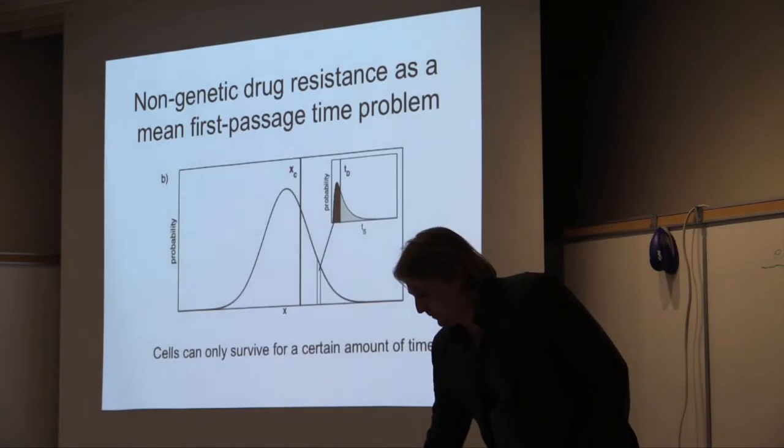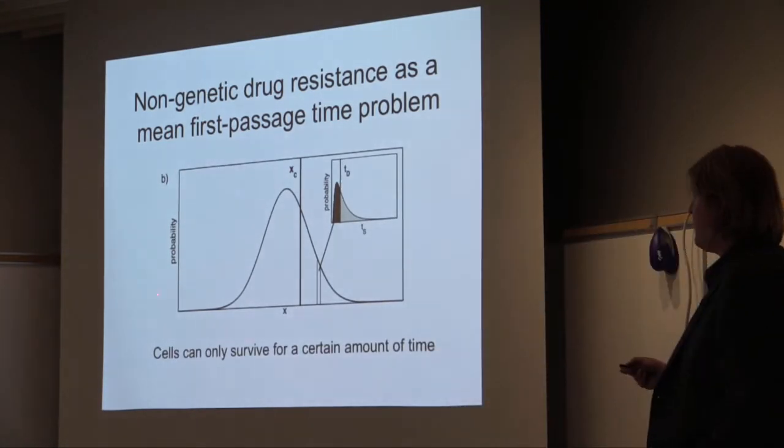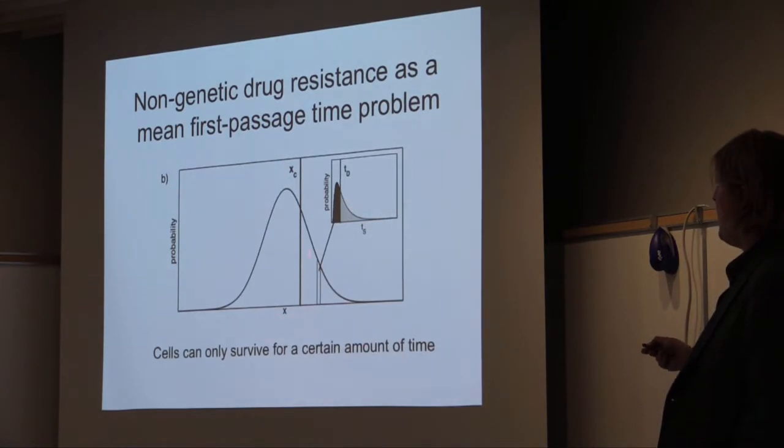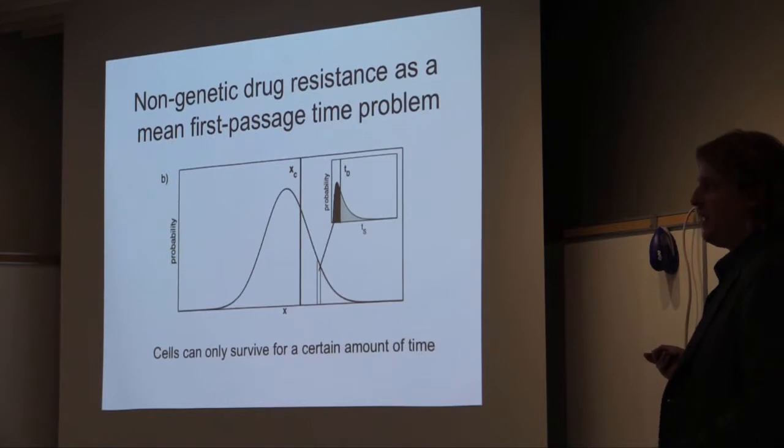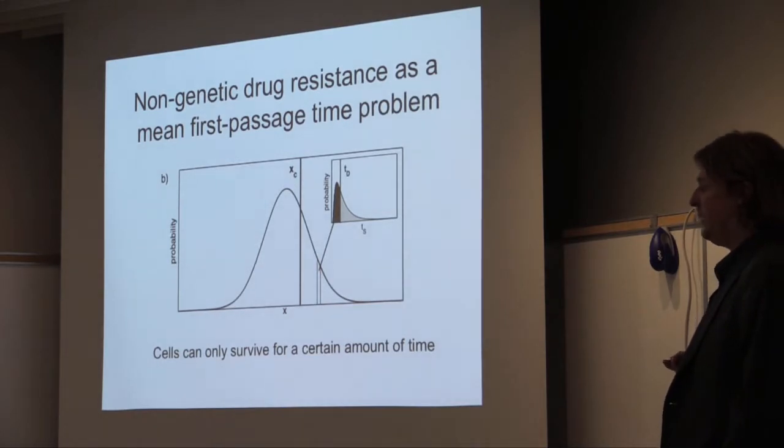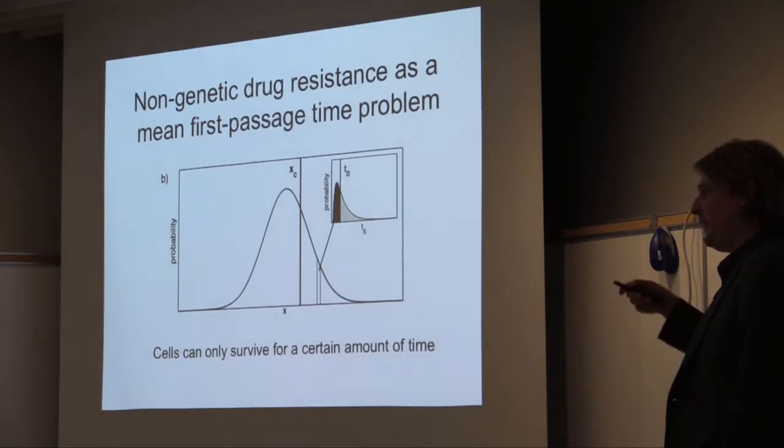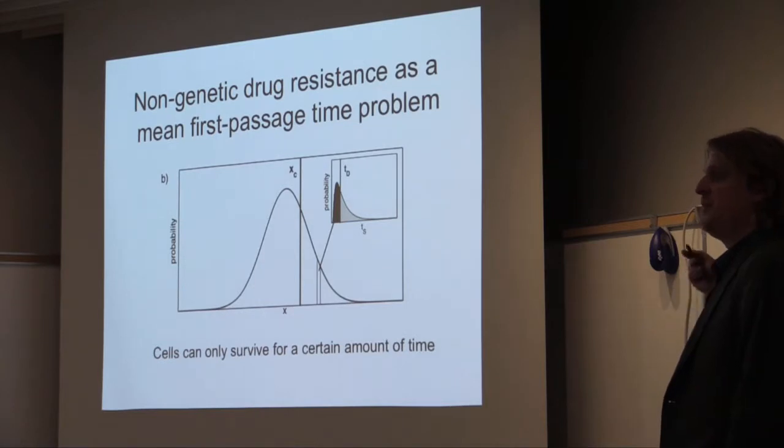Now, if we go back to the same model as before, we have a distribution of a gene X with a certain probability. We have a threshold above which cells have the capacity to reproduce. But they may not reproduce. If they don't reproduce, nothing's going to happen. It's not really a big deal. The only problem is when they start reproducing. But they can only survive for a certain amount of time. That is because if you have a random process, it's only when you have genetic mutation that you can talk about something being permanent.